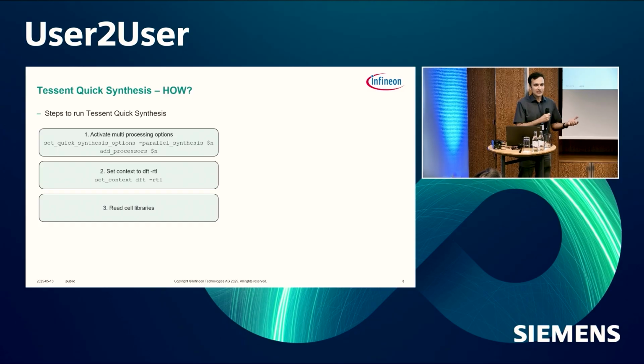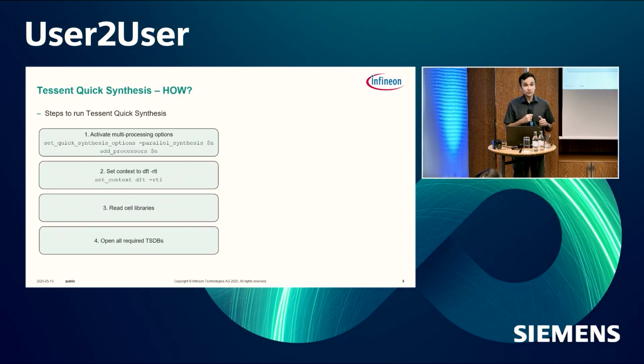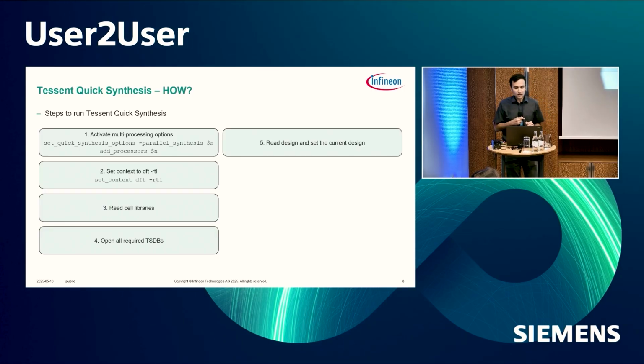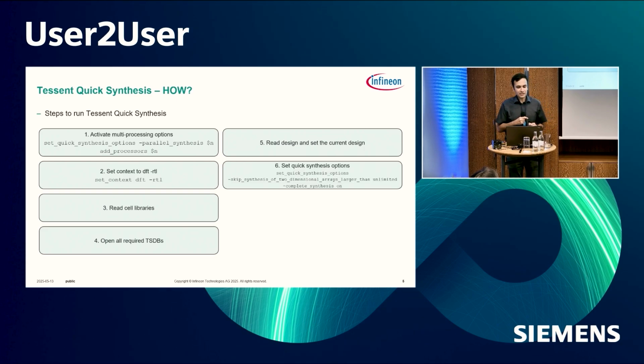And then you read the cell library, in our case, the RTLC cells from Tessent. You need to open all these TSDBs. It might be one TSDB. In some cases, you might have these nested TSDBs. You need to read everything in order to have the whole RTL, then you can generate the full netlist, basically. Then you read the design and set the current design. You have to set your top module because you finally get the netlist for the top module. And then there are some options that we set for the quick synthesis.